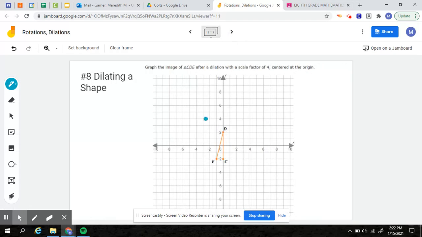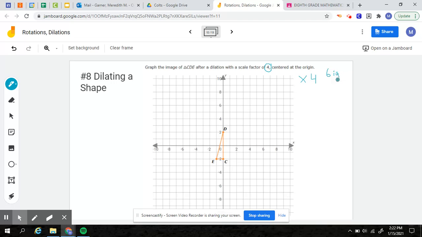You have one more example to do, and you will notice that this time we have a scale factor of 4. You're going to do the exact same thing that we did last problem, but rather than divide by 3, you're going to multiply each number by 4 because you know it should be bigger.